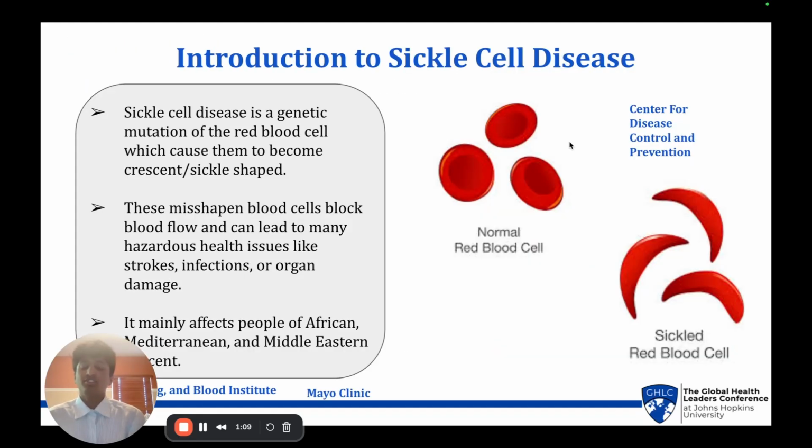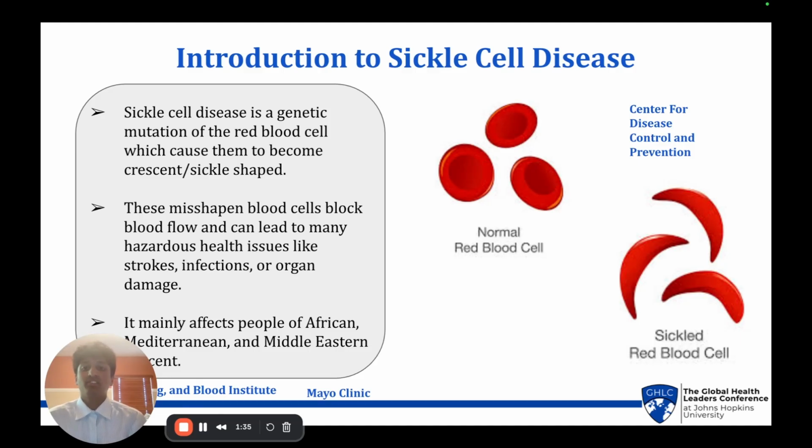So here's a little bit of an introduction to the sickle cell disease and what it is. Sickle cell disease is a genetic mutation of the red blood cell which causes them to be a crescent/sickle shape. You can see here the normal red blood cell looks like a circle on the right. But you can also see, due to the sickle cell disease, red blood cells kind of look like a sickle, which is why it is called the sickle cell disease.